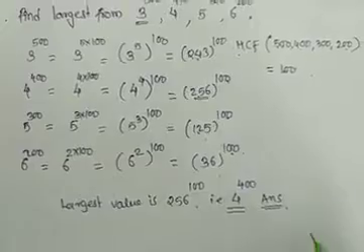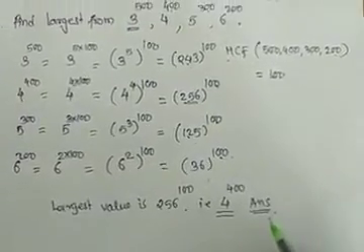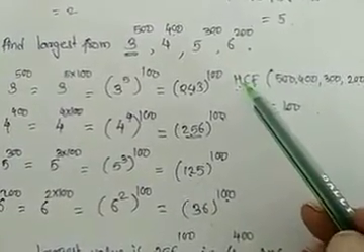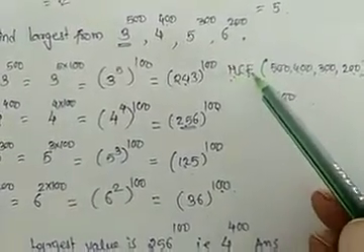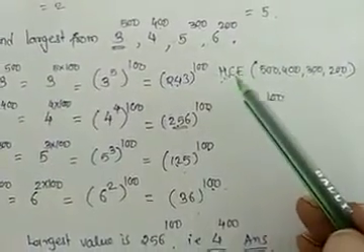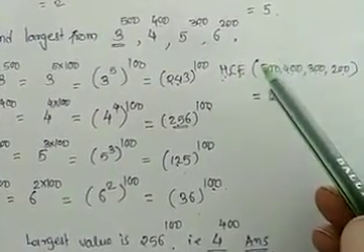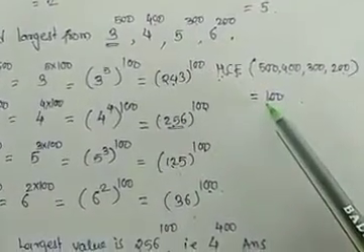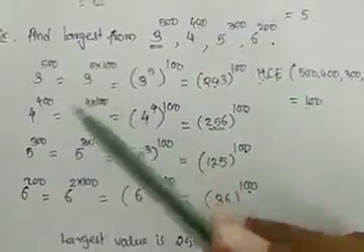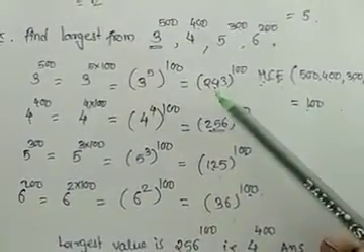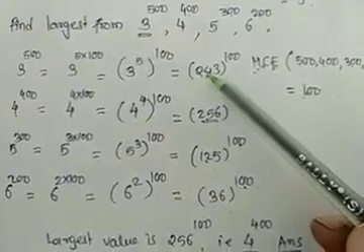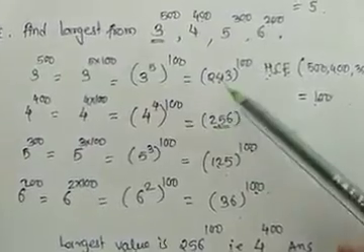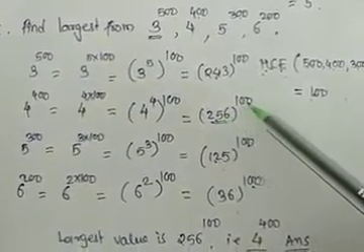In this type of example we have to find the common factor, the highest common factor, HCF, or highest common divisor, largest common divisor. Here the largest common divisor of these is 100. We have converted these terms into the power of 100. After that, whichever base is larger will be the largest value. Here the largest value will be 256 raised to 100.